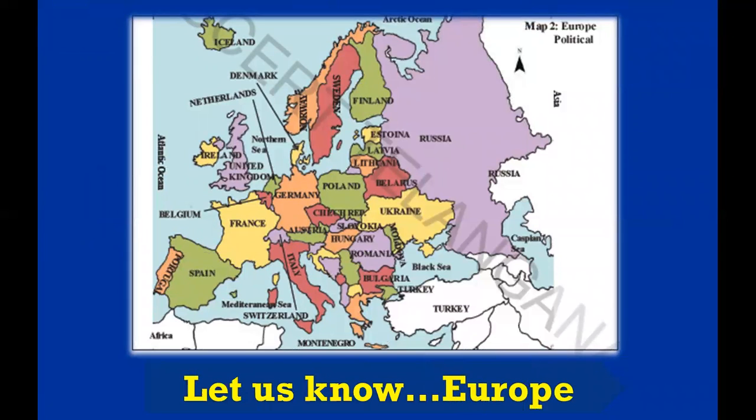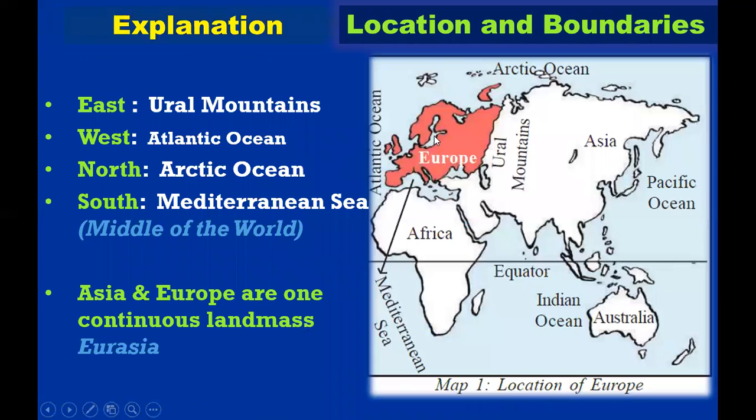This is Europe and we have nearly 44 countries in Europe. And if you see, Russia is the biggest country and it is shared between Asia and Europe. Half of Russia is located in Asia and the other half we find in Europe.